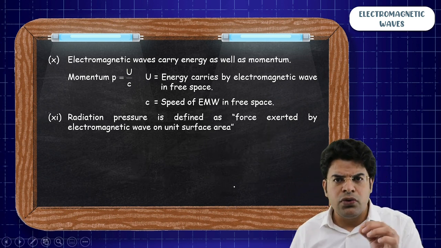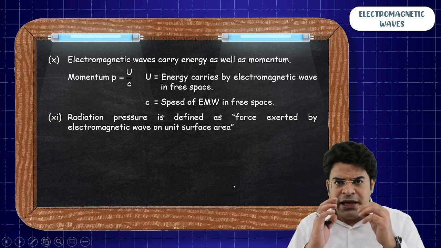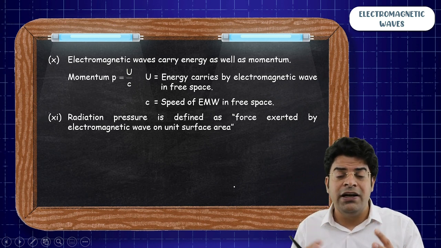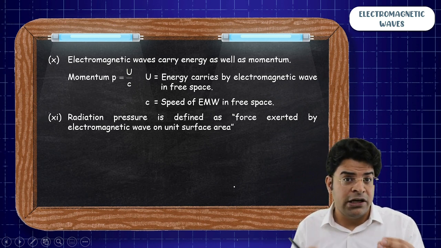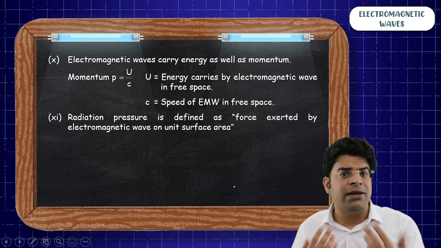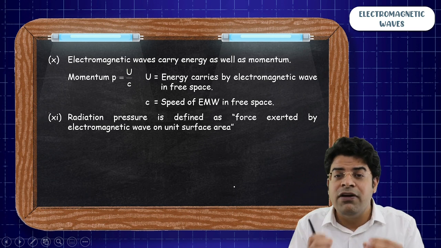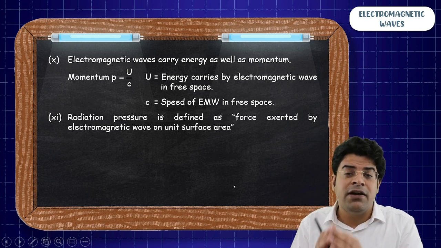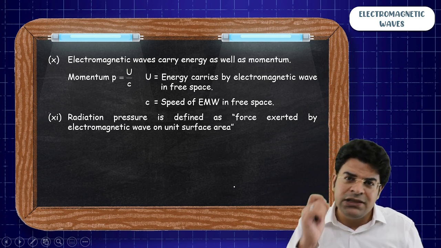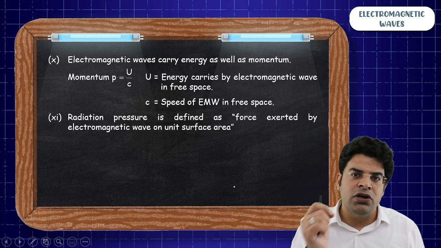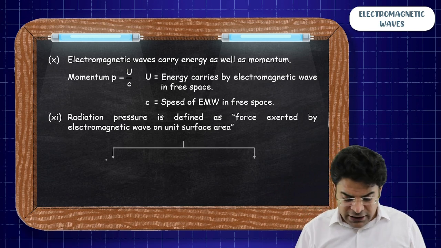So you need to understand that when an EM wave moves, when light moves, it has momentum associated with it. Whenever this momentum changes, some force must act. So the light will apply a force on the object interfering in its path. And this force acting per unit area is called the radiation pressure. Now there can be two cases.